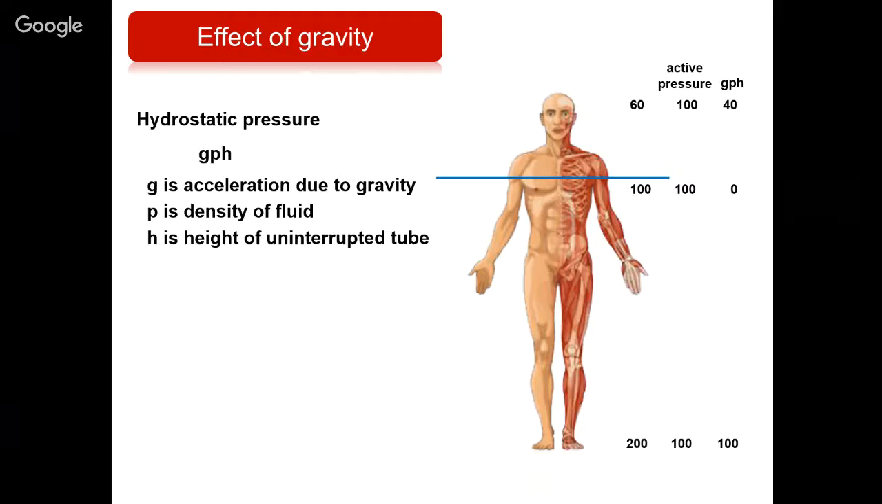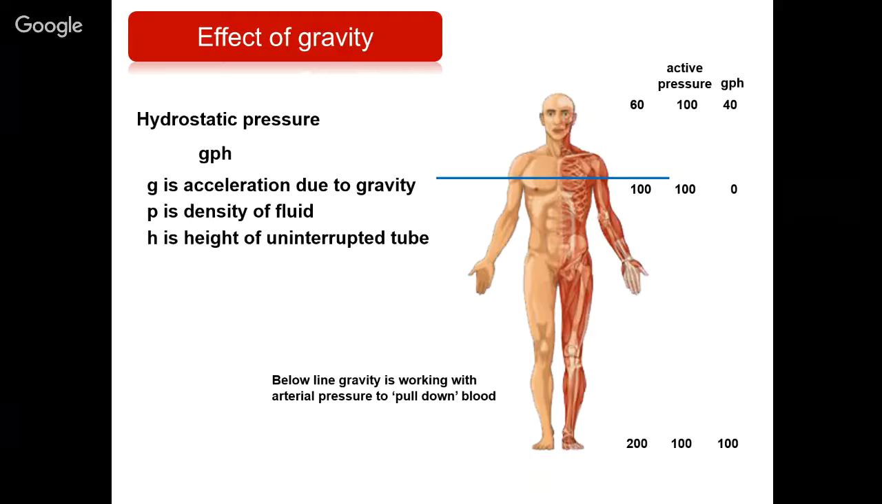So where do we come up with the 200 at the feet, for example? Well, we see that 100 millimeters of mercury of that pressure is driven from the heart pumping. It's creating a force. But the other half of that, the other 100, is actually sort of the weight of gravity pulling down on that blood through an uninterrupted tube. We can see that it's 0 at the heart because it doesn't have any uninterrupted tube to pull on, if you will, and it's much lower at the head, which makes sense.